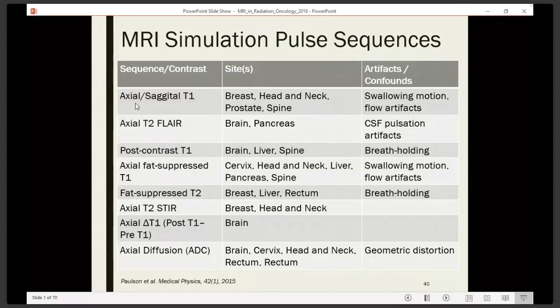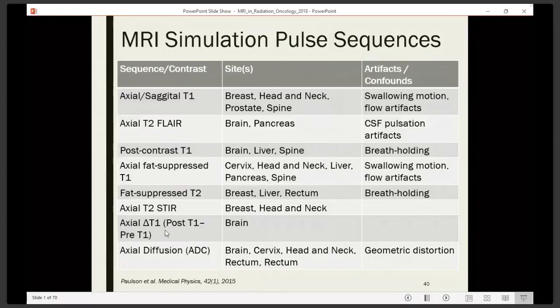In the head here, they use axial sagittal T1s. Again, that can be one scan with an isotropic scan. They apply contrast agent as well, and that allows you to measure breakdown of the blood-brain barrier and better identification of the tumor margins. Axial fat suppressed T1 to look at the scan without the fat. Axial T2 inversion recovery, again, to get rid of the fat.